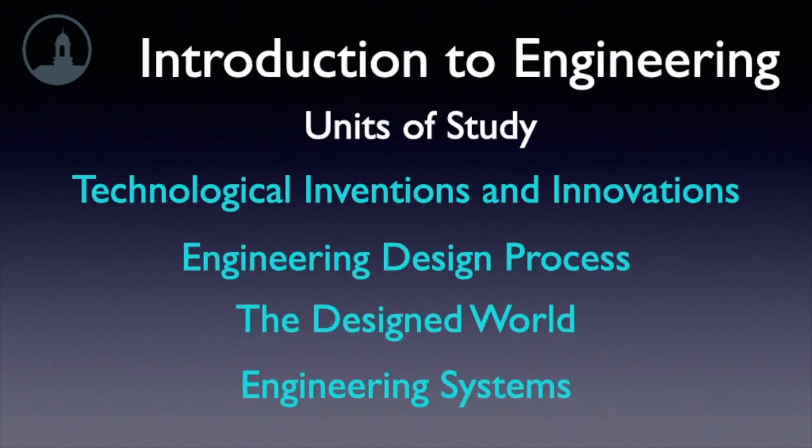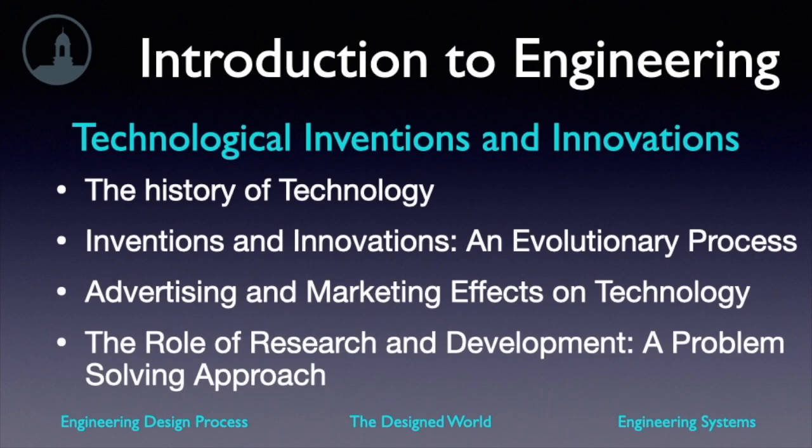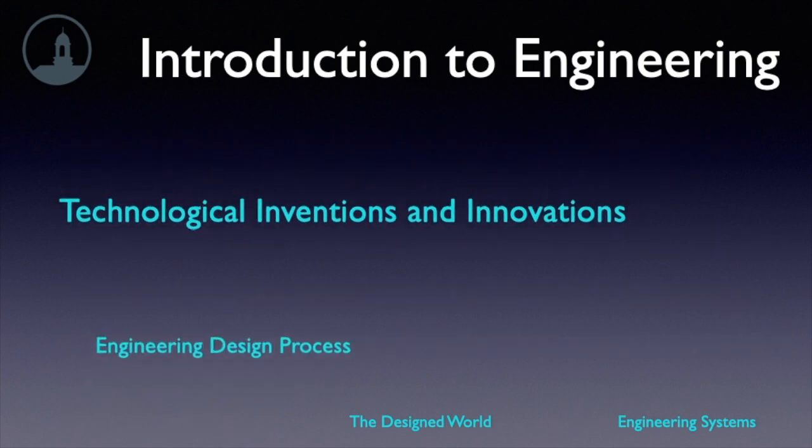In terms of our units of study, we start thinking about inventions and innovations, like really what is technology. We move into a basic overview of the engineering design process, things that are around us that are engineered, and how engineering systems tie together subcomponents and how we can think about larger problems in terms of these smaller systems. The technological inventions and innovations unit is really a history of technology, how current culture and even social media affects the marketing of technology and our interaction with it, and the importance of research and development. And so thinking about ways to solve problems and the tools that we have to solve those problems.